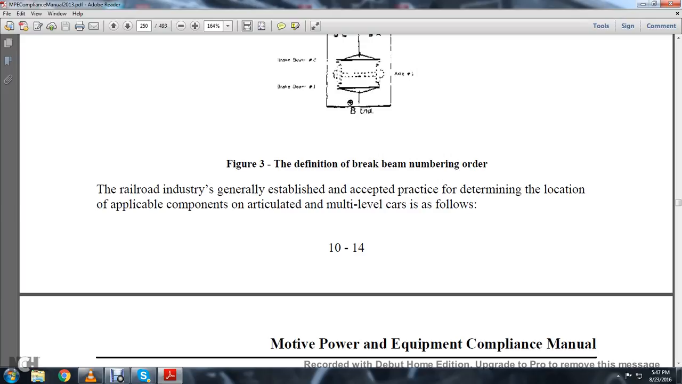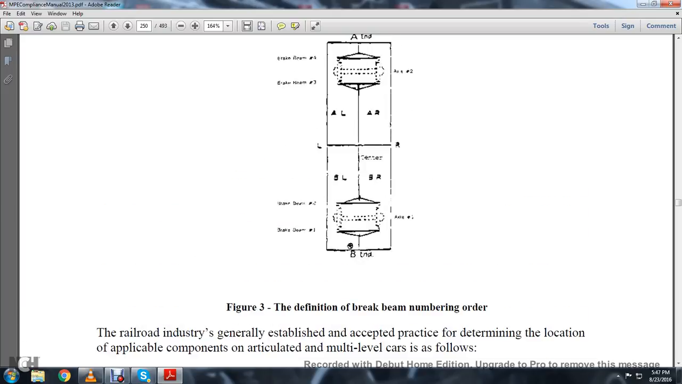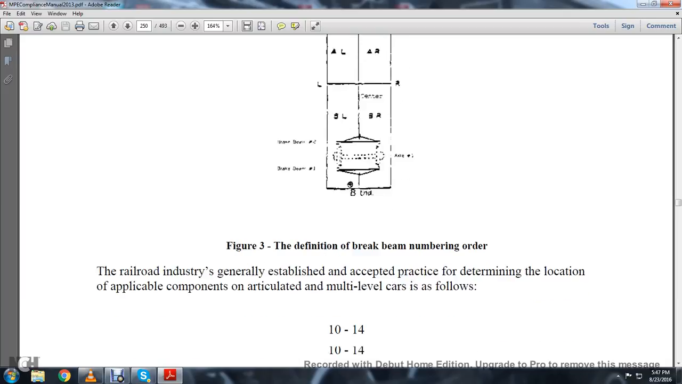The railroad industry generally established the accepted practice to determine the location of applicable components, articulated at multiple levels, as follows.